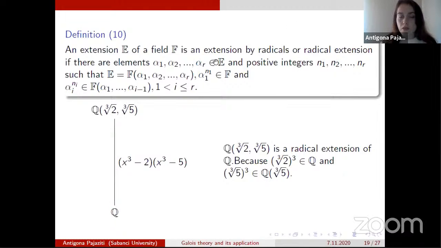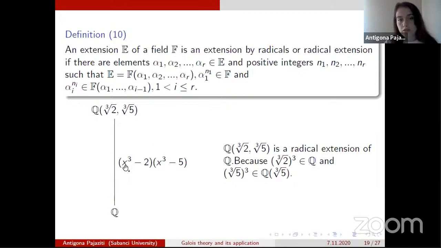Okay, the last extension that I'm going to give a definition for is a radical extension. So an extension E of a field F is an extension by radicals, or radical extension, if there are elements alpha sub 1, alpha sub 2, till alpha sub r in E and positive integers n sub 1, n sub 2, till n sub r such that E is generated by F and those alpha i's, where alpha sub 1 to the n sub 1 is in F, and alpha sub i to the n sub i is an element of this extension F adjoin alpha sub 1 till alpha sub i minus 1, where i is between 1 and r. I wrote an example here, maybe to understand it better.